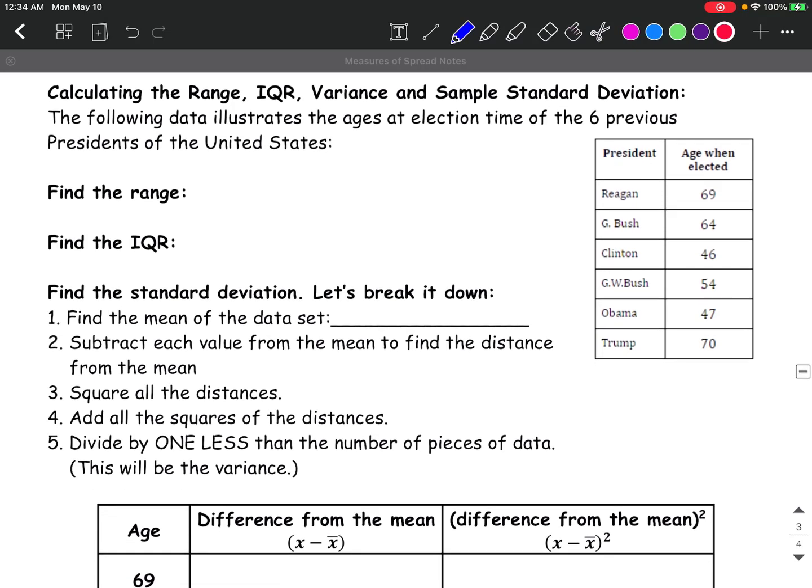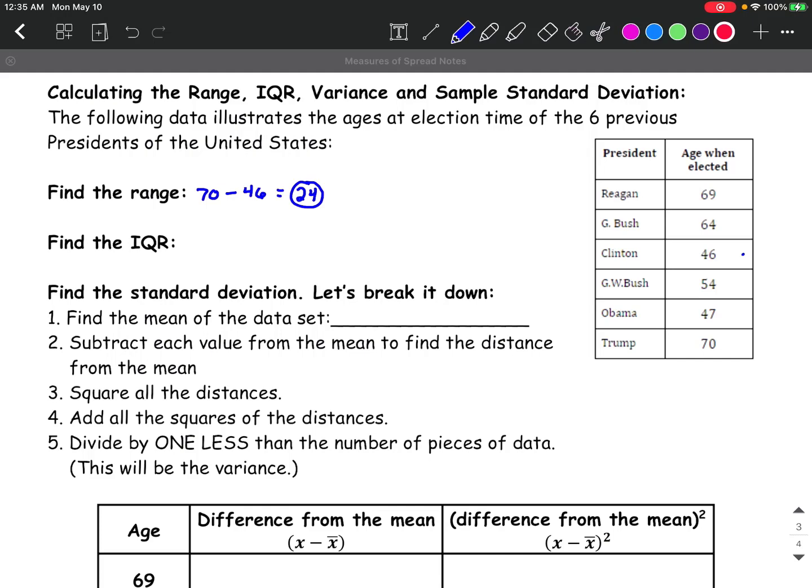Now, the range, let's start there. The range is the highest, which, what's the largest age? That would be Trump at 70, minus the lowest age, that would be Clinton at 46. And if we do 70 minus 46, the range in the last 6 presidents' ages was 24.